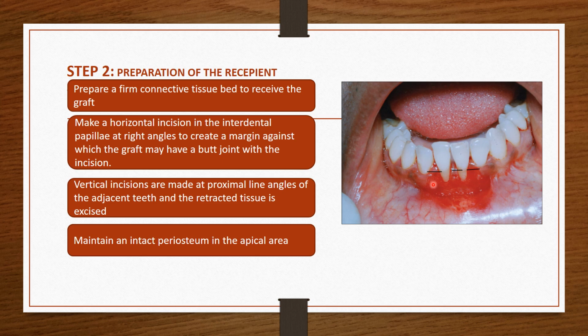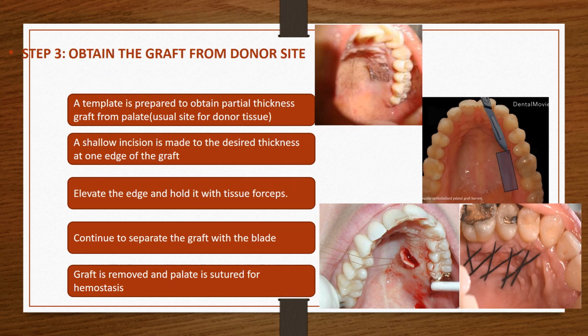Make a horizontal incision in the interdental papilla at right angles. You can see that it should be at right angles, to create a margin against which the graft may have a butt joint with the incision. Then we have to make vertical incisions. They are made at the proximal line angles of the adjacent teeth, and the retracted tissue has to be removed. Then leave an intact periosteum in the apical area.